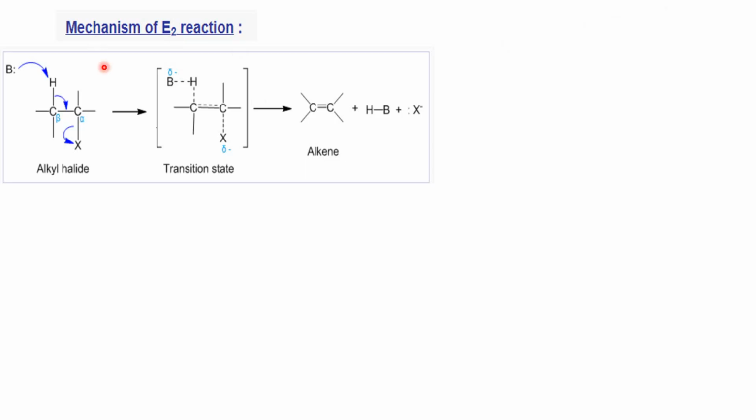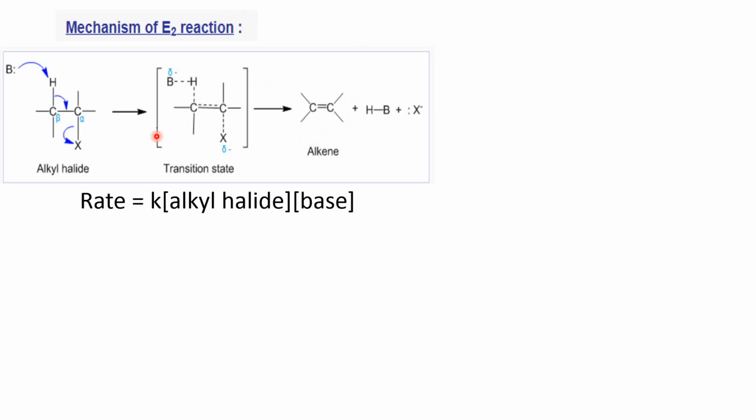Now let's see the mechanism of E2 reaction. Just like the SN2 reaction, here also the base attacks this beta hydrogen atom, and then this carbon-hydrogen bonded electron pair partially shifts here and forms the partial double bond, and this carbon-halogen bonded electron pair partially shifts to the halogen in the transition state. So in the transition state, the base is partially attached to this beta hydrogen, and this leaving group is partially, not completely, attached to this carbon atom, and a partial double bond is formed. From this transition state, the product, that is alkene, is formed directly.